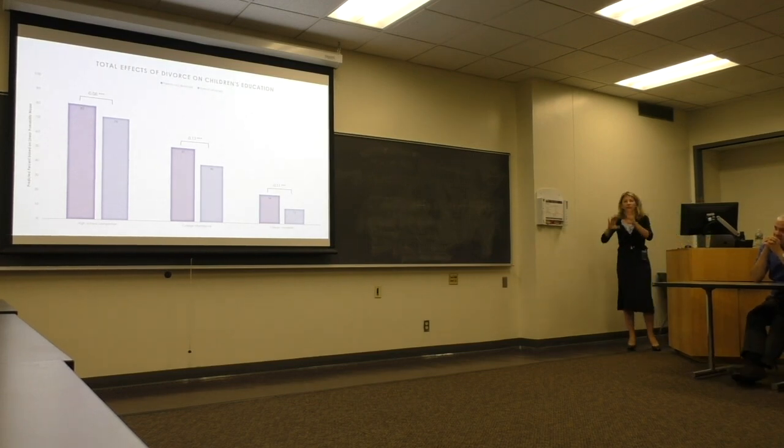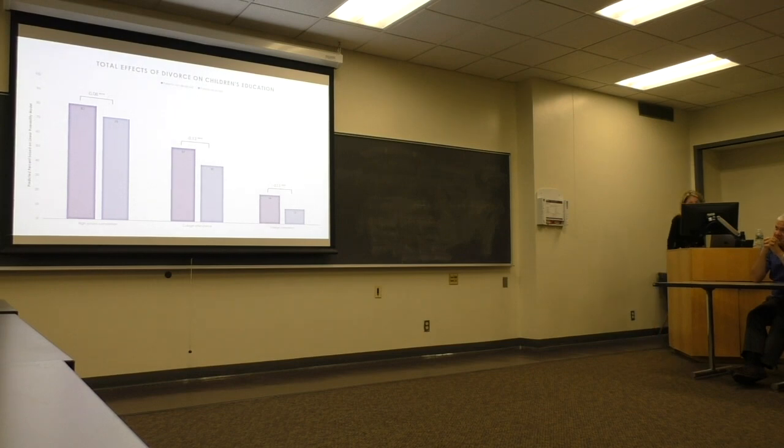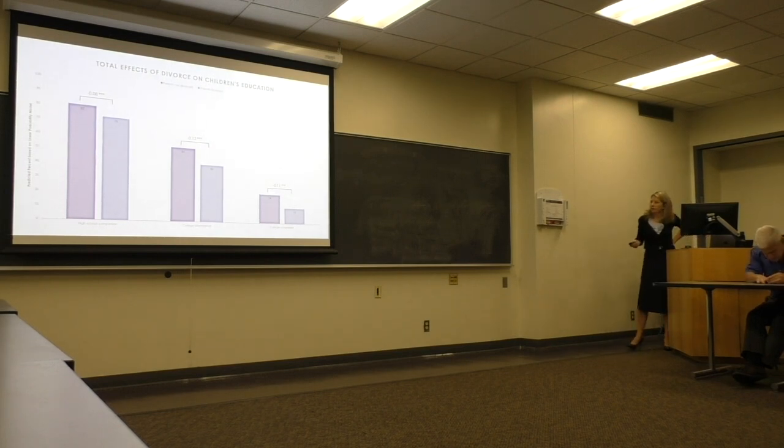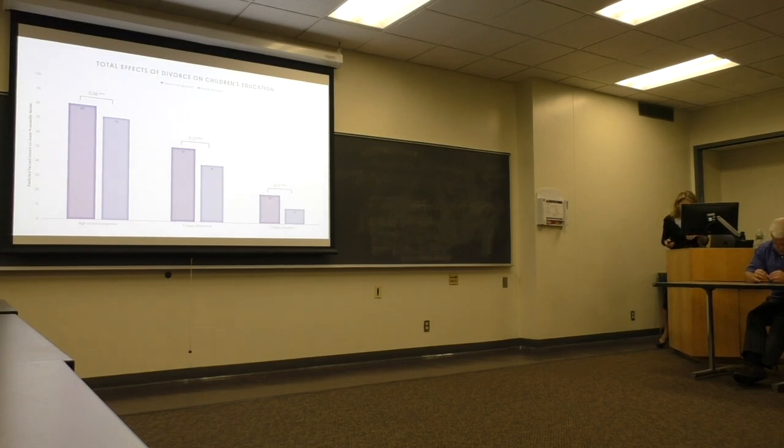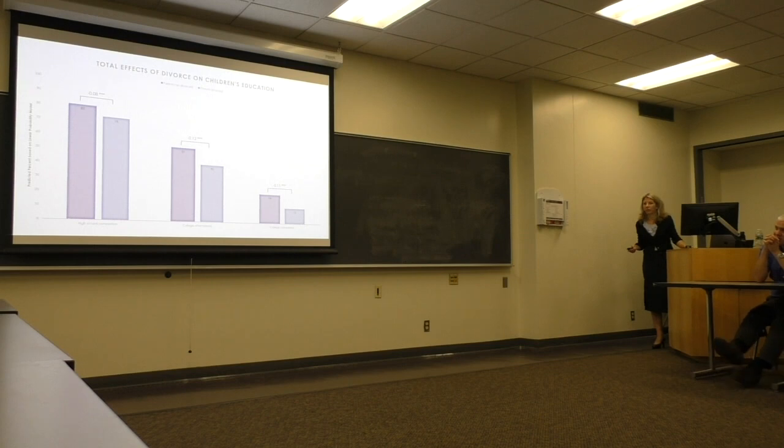And then the total effects. This is the first unadjusted look at just the total effects on high school completion, college attendance, and college completion. We observe that divorce is associated with an 8% lower level of high school completion, 12% for college attendance, and 11% for college completion. We predict that among children whose parents stay married, 82% complete high school, 57% attend college, and 24% complete college. Among those that divorce, we have 75, 45, and 13.